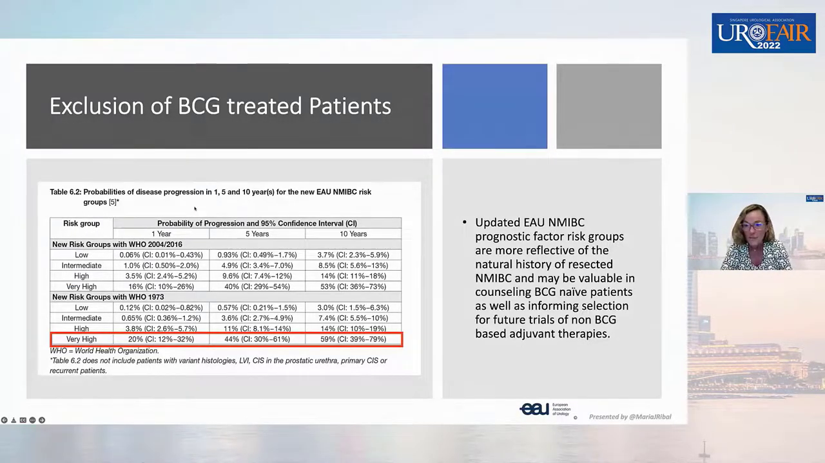This is the appearance of the final classification. Here we can see that we have low-risk disease, intermediate, then high, and then very high in BCG-naive patients. And look at this data. The progression ratio for those patients classified as very high risk is pretty high. We have 44% risk of progression at 5 years, and 60% at 10 years. So those patients classified as very high risk disease honestly deserve special attention.